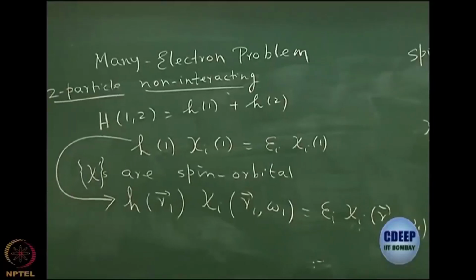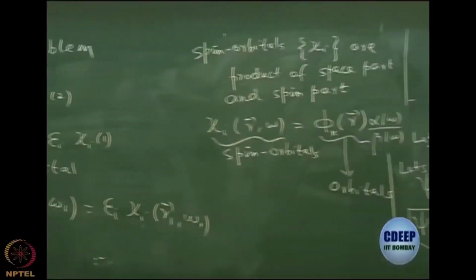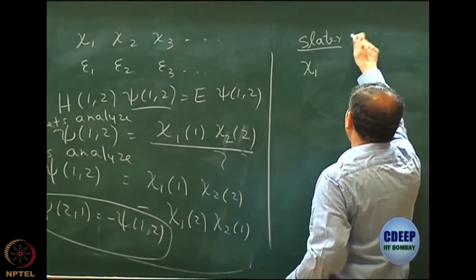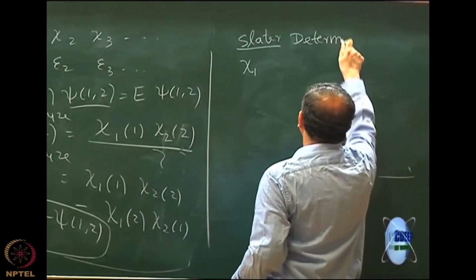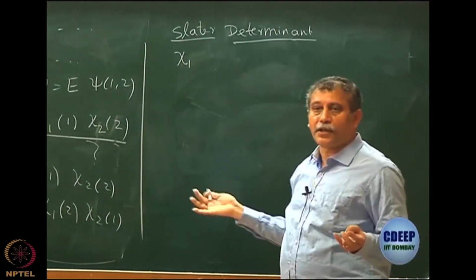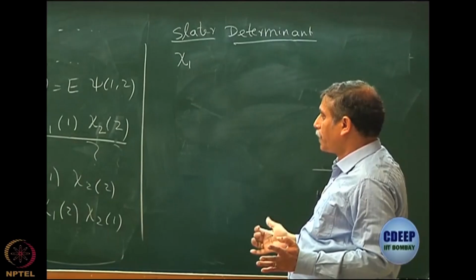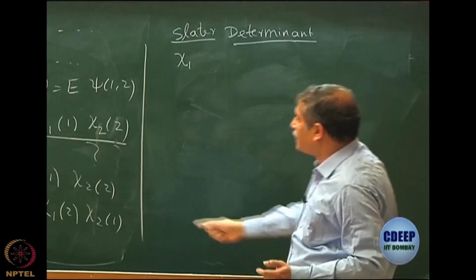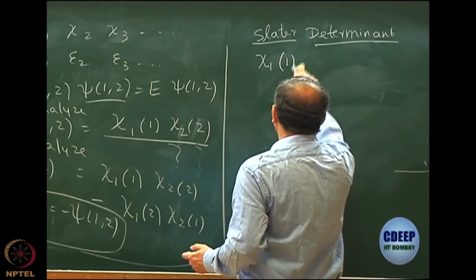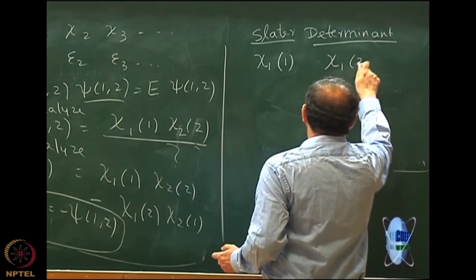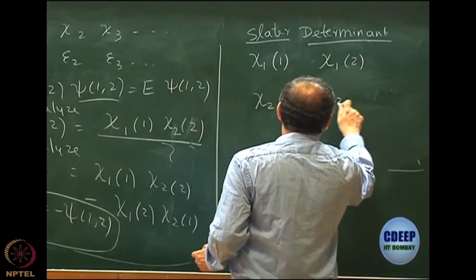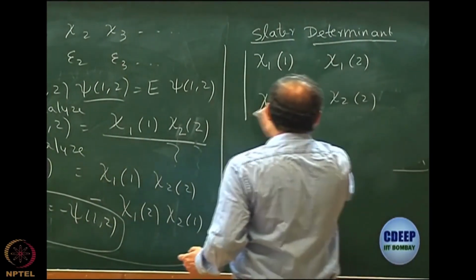If you look at this function, this can be written in a form called the Slater determinant, which I actually introduced in the last class. I had also mentioned that in the 425 course, but because there is a little bit of heterogeneity, I am doing it all over again, and this is important for my course. So I write these two functions, this minus this, in the following form: chi1 of 1, chi1 of 2, I will explain, chi2 of 1, chi2 of 2, and take a determinant of this.